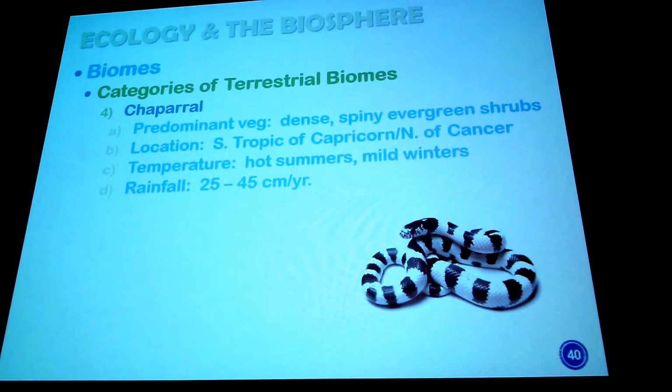So shrubs would be the predominant vegetation here. Hot summers, mild winters. I don't think I mentioned anything about winters anywhere else. 25 to 45 centimeters per year, more than the desert, but still not a lot.